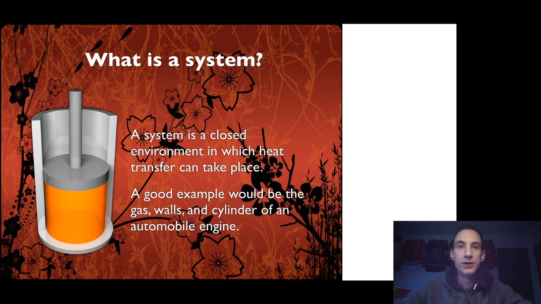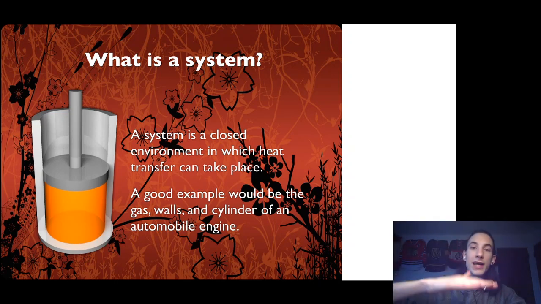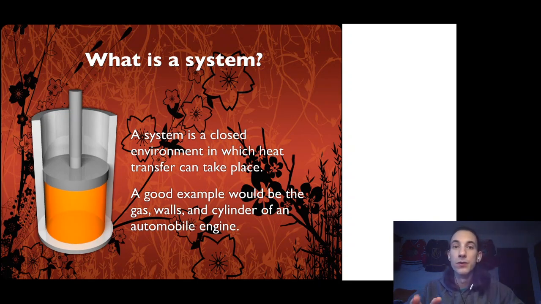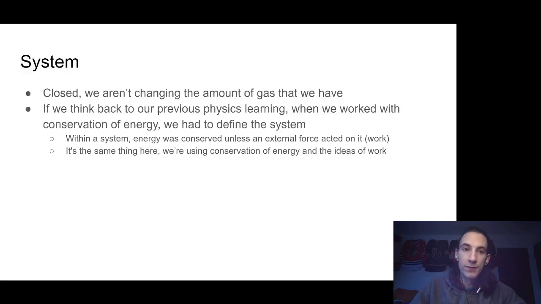So the very first thing we're doing is looking at a closed system. A system is a closed environment in which heat transfer can take place. A good example of this is this piston over here, this gas cylinder, where the walls of the cylinder are closed, the gas is compressed by this piston, and we're not adding gas to it or taking gas away from it. Kind of like in an older engine, like one of those Stirling engines, the gas stays the same.